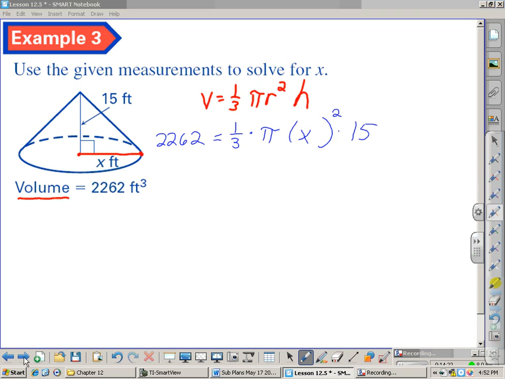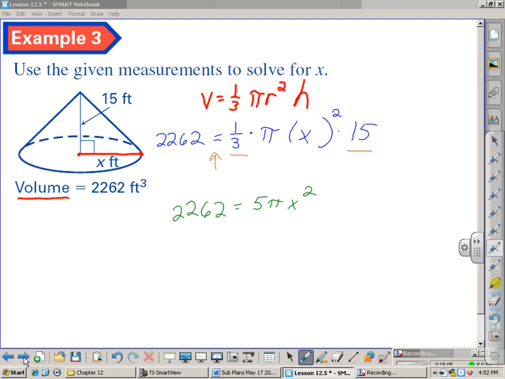Which way would I approach this? Now, there's more than one way to approach this, so whichever way you want works. First thing I would do is just focus on the fact that the 1/3 and the 15 are on the same side of the equal sign. If they are, you can multiply them together. And 1/3 times 15 is 1/3 of 15, which is just 5. So we have 5 pi. Actually, I'm going to get rid of the parentheses. So we have x squared. So 2,262 equals 5 pi times x squared. And so now we want to get x by itself.